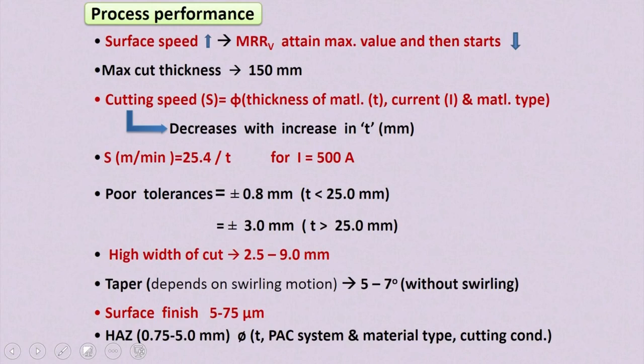For current equal to 500 ampere. Power supply current from the power supply equal to 500 ampere. So A is equal to 25 by T. So when the thickness of this workpiece material increases, surface speed or cutting speed reduces.